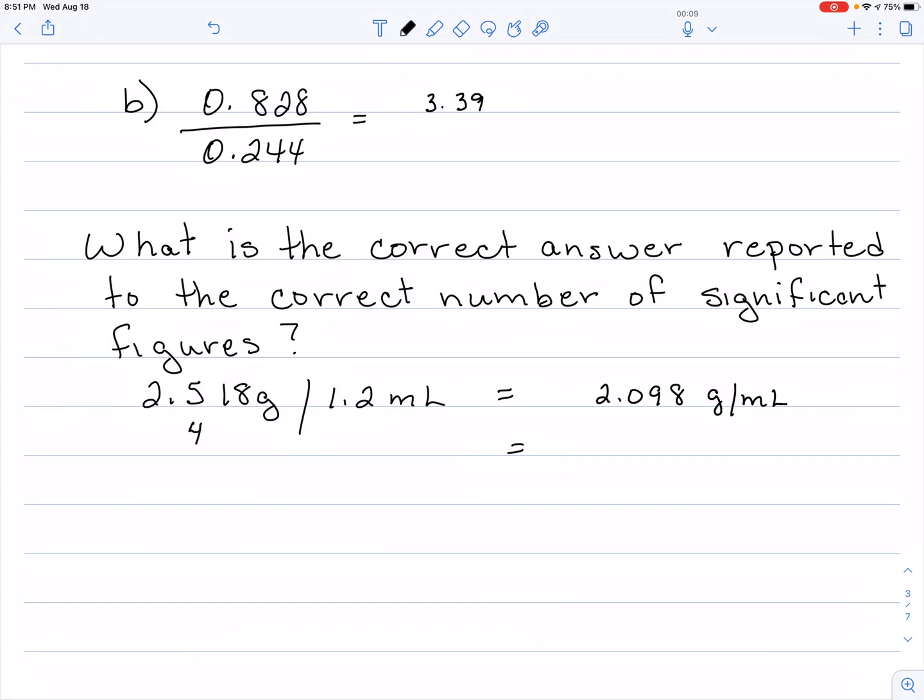Okay. Well, from looking at our original problem, this 2.518 has 4 significant figures. 1.2 only has 2 significant figures. Remember our rules for multiplication or division, our answer goes with the least number of significant figures, which would be 2. So therefore, this answer would have to be rounded to 2.1 grams per milliliter to adhere to our rules of significant figures.